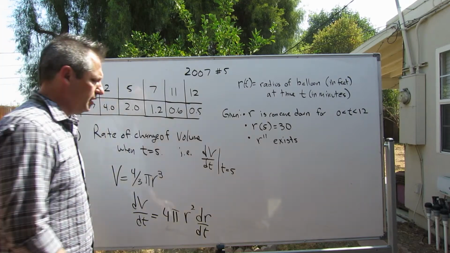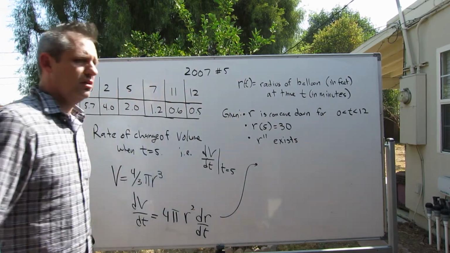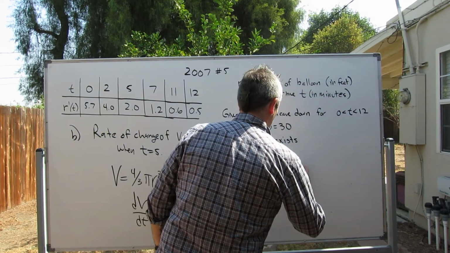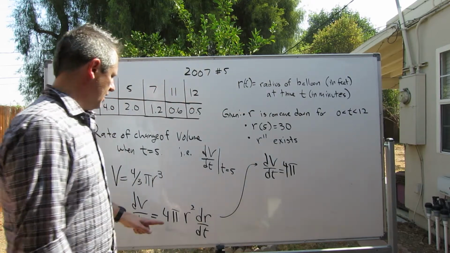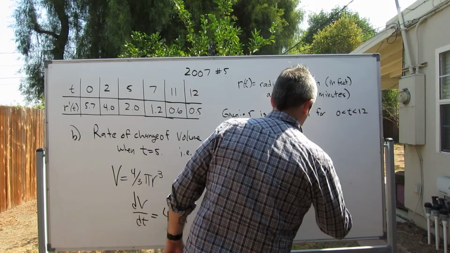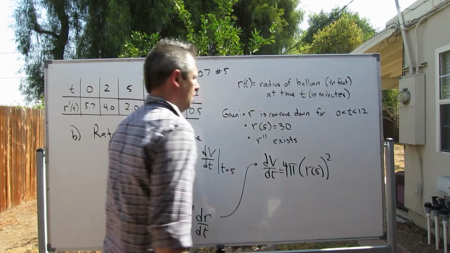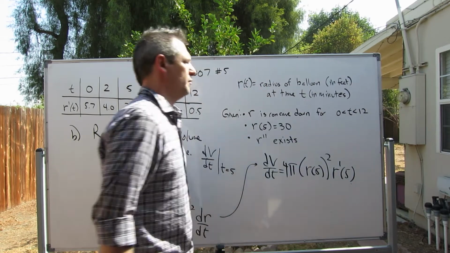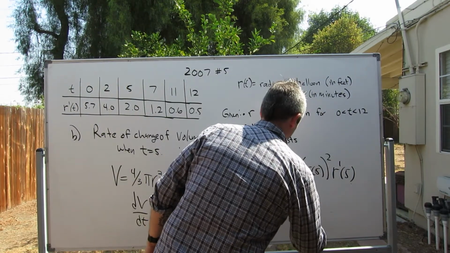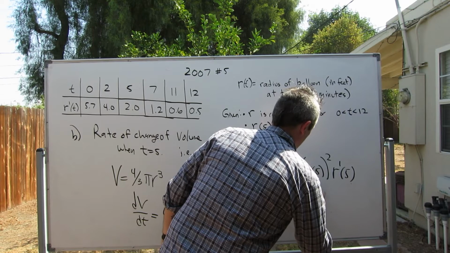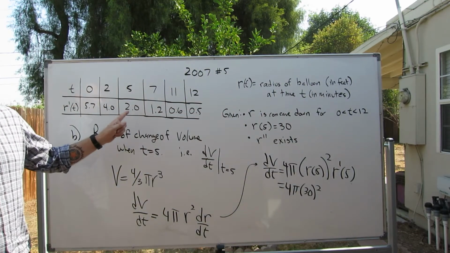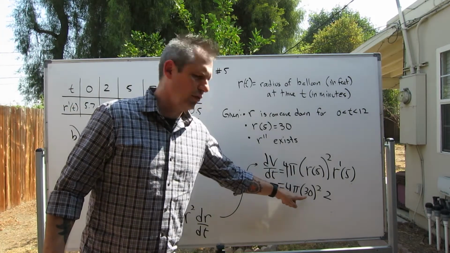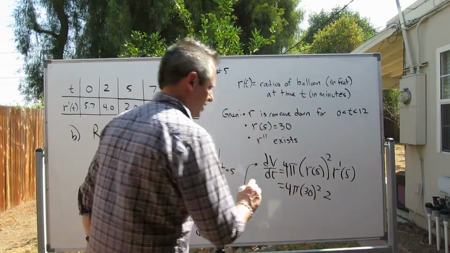And now I'm ready to plug in and focus on the moment of time in which we're interested. So dV/dt equals 4 pi, and then I'm plugging in r of 5 squared times r prime of 5. This ends up being 4 pi times 30 squared times r prime of 5, which is 2 times 2. So 30 squared is 900, times 8, so that's 7,200 pi.